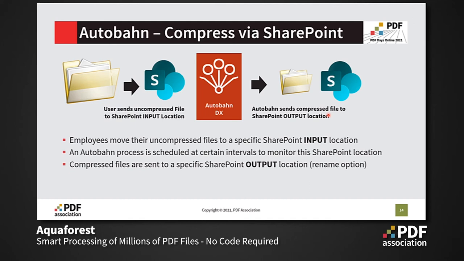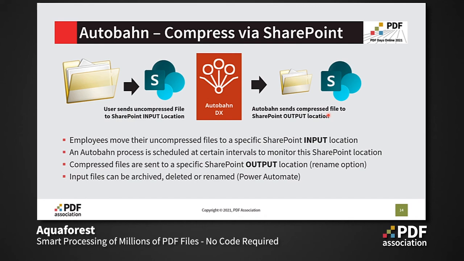There are options to rename these files. They could be underscore compressed or version 2. That is all possible to set in the Autobahn step details, but not obligatory, of course. What then happens with the other files? That needs to be decided in detail.